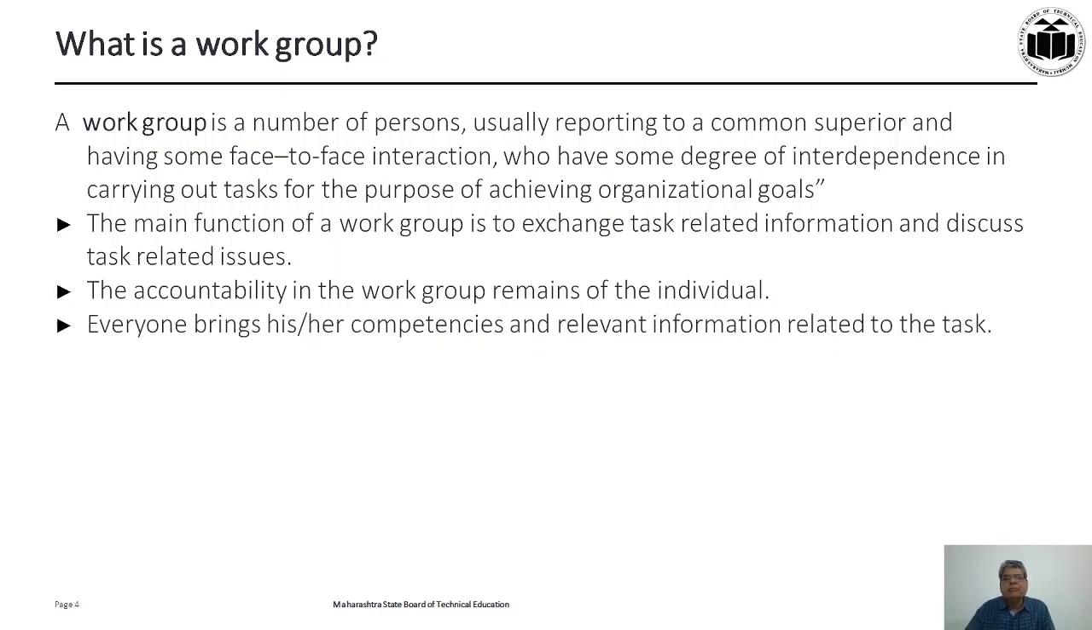Everyone brings his or her competencies and relevant information related to the task. So every member has a certain position, he has certain competencies, and he or she brings that to the group. But they are independent competencies. Their competencies do not depend on each other, or they are not complementary, and they bring the relevant information related to the task. They may share it to some extent.